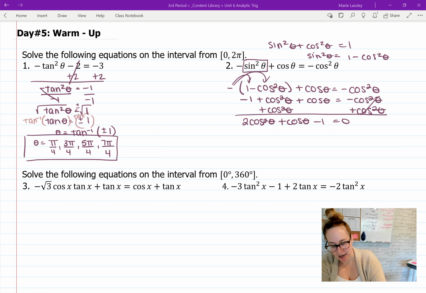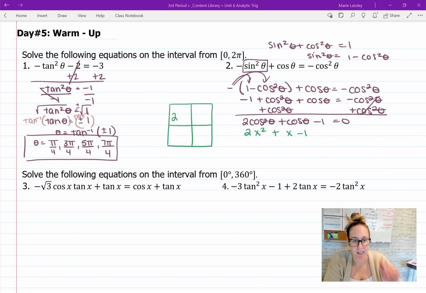So this is what I mean. Some people like to do this. You can rewrite this as 2x squared plus x minus 1, and then we can factor. So we're going to do our box. Our 2x squared is going to go in that top left corner. Our minus 1 is going to go in the bottom right corner.